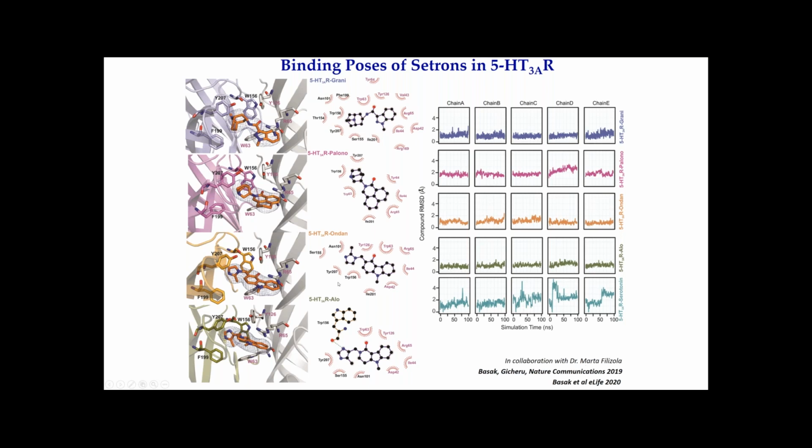In this project, we collaborated with Martha Filizola's group at Mount Sinai, where they looked at the RMS deviation of each of these binding poses built off Cryo-EM maps. And they find that most of these are stable throughout the simulations, except for serotonin, which is a smaller molecule with smaller footprint, has a lot more mobility within the binding pocket.